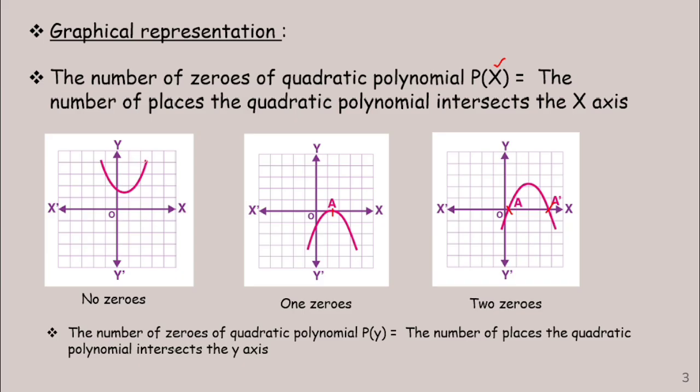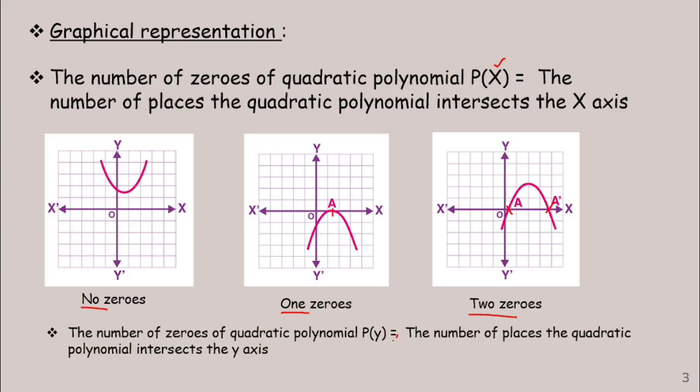A parabola is represented by a quadratic equation. If it is a quadratic equation, the degree is 2. Degree 2 means it has a maximum of 2 zeros. That we also know. But when it is presented as a graph, the zeros are represented by the number of places it is touching or intersecting the x-axis. Here in this graph, nowhere is it touching the x-axis, so no zero. Here it touches the x-axis at one place, so 1 zero. Here it is intersecting the x-axis at 2 places, so 2 zeros. These are the graphical representations and their zeros.